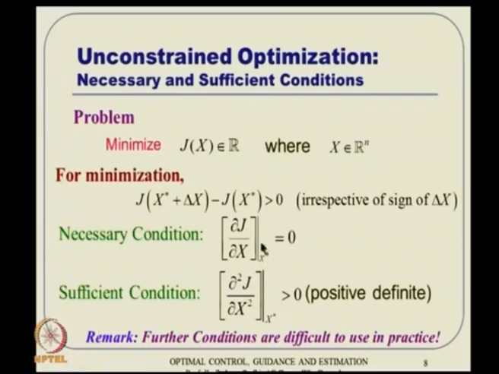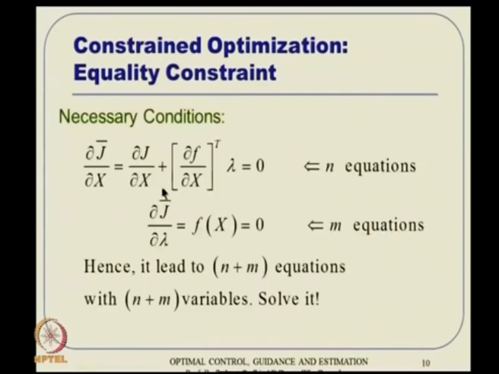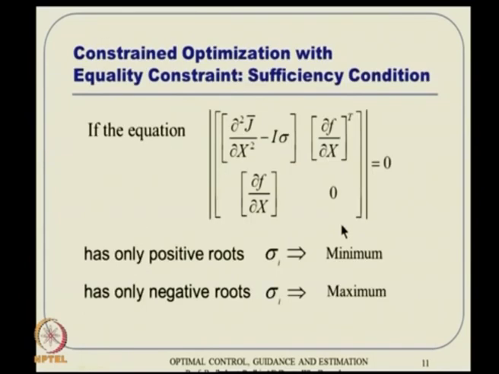So, we can go back and apply the necessary condition in that setting, and come up with the idea that del J bar by del x has to be 0 and del J bar by del lambda should also become 0 simultaneously. This leads to n plus m equations with n plus m variables, so it is possible to solve together. After we solve, we discard lambda and take x star, whatever comes from there. Then we had a sufficiency condition check if you want to do it. We have to formulate a matrix, take the determinant, make it equal to 0, and solve for roots. If this equation has only positive roots, it leads to a minimum, and if it has only negative roots, it leads to a maximum problem.